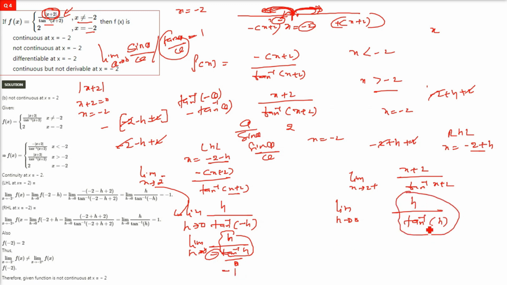On the right, you see tan inverse h by h, same thing, tan inverse theta by theta, that is going to be 1 when theta tends to 0. So this is going to give you 1. So negative 1 and 1, they are not equal. That is, this function is not continuous. So when it is not continuous, why would you check for the differentiability? You won't. Okay, this function is not continuous, so just write it is not continuous at x equals to negative 2.